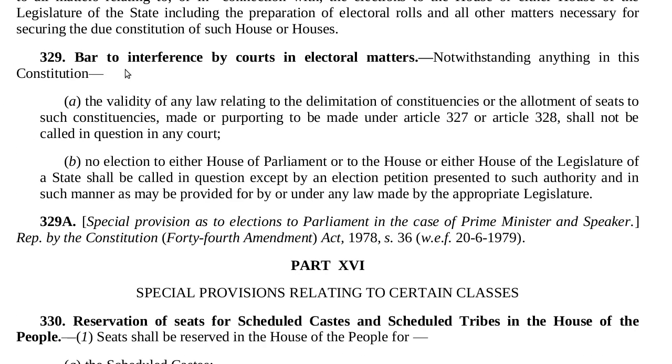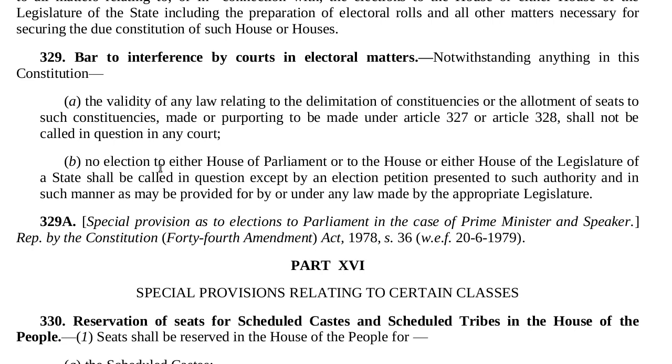Article 329. Bar to interference by courts in electoral matters. Notwithstanding anything in this Constitution, (a) the validity of any law relating to the delimitation of constituencies or the allotment of seats to such constituencies, made or purporting to be made under Article 327 or Article 328, shall not be called in question in any court.